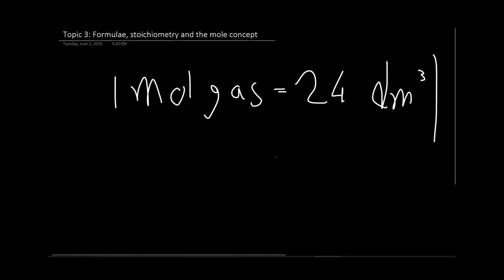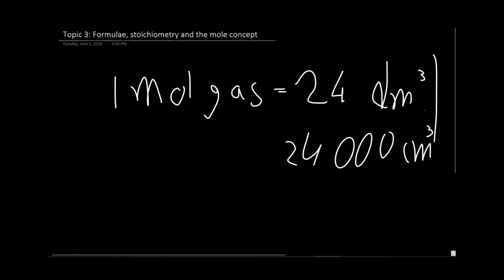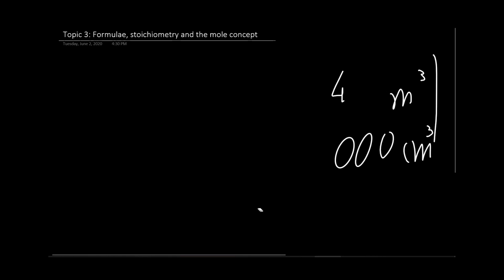24 dm cube also means 24,000 cm cube. So in your questions, your data might be set in dm cube, or it might also be set in cm cube, so you might need to switch between the units. I just showed you the conversion rate: 1 dm cube equals 1,000 cm cube, so 24 dm cube will be equal to 24,000 cm cube. So 1 mole of any gas will occupy a volume of 24 dm cube or 24,000 cm cube. I guess that's pretty clear. All right, let's move on.